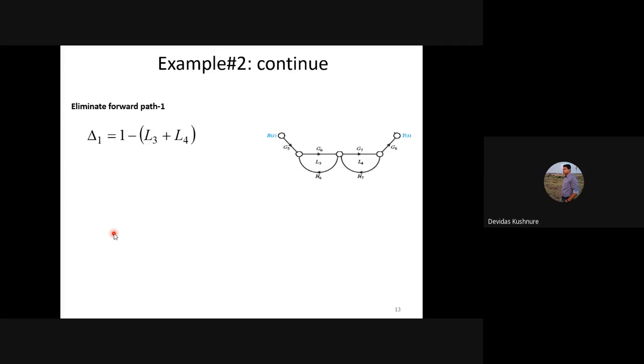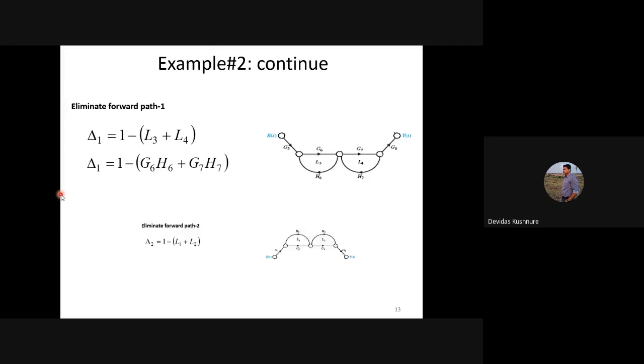Likewise, we have to calculate delta 1. Delta 1 is related with path P1. Now check which loops are not touching this path. These 2 are touching, but the loops on the upper side are not touching this forward path. So we can write 1 minus L3 plus L4. These 2 are non-touching to the first forward path, which was G1, G2, G3. So this part we have to subtract from 1. That is your delta 1.